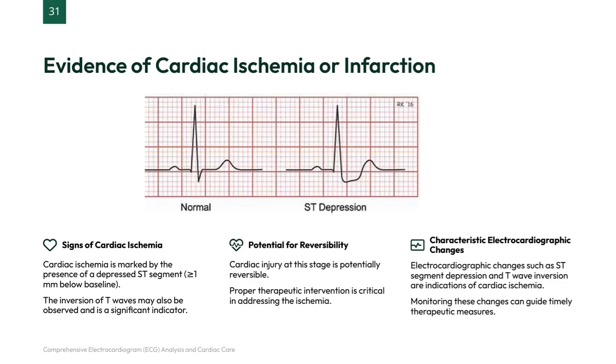Here, we're looking at the key signs that point to cardiac ischemia or infarction. One of the main indicators is a depressed ST segment, which means it's at least 1 millimeter below the baseline on an ECG. Another important sign is the inversion of T waves, which is a strong marker of ischemia. The good news is that at this stage, the cardiac injury might still be reversible, so timely and appropriate treatment can make a real difference.